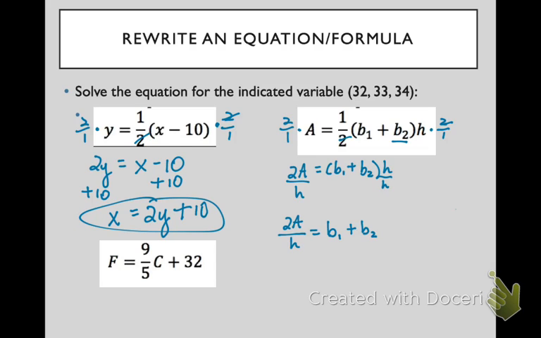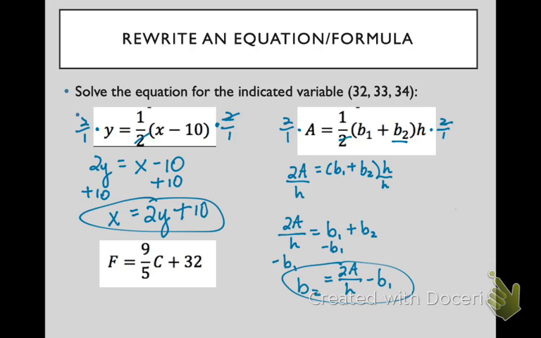We can drop the parentheses from around that base 1 plus base 2. Now the last thing is we're going to subtract base 1 because we're just undoing the math that's happening to base 2. And then we'll rewrite this formula in terms of base 2. So base 2 equals 2 times the area divided by the height minus base 1.